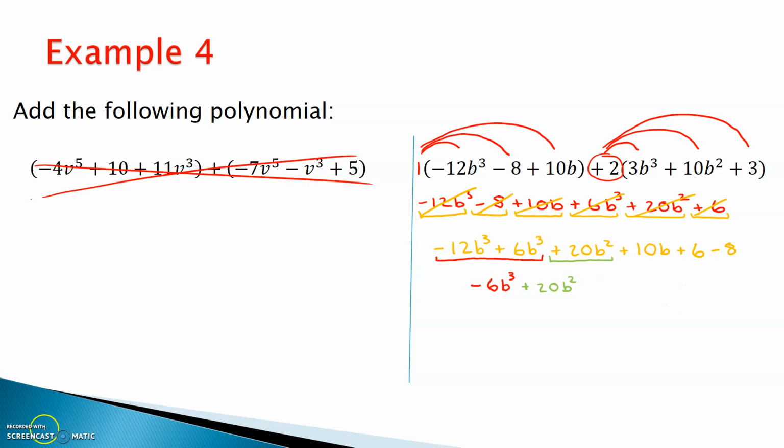So I can't combine it. Don't force it. Let's use blue. I got a positive 10b. There's no other things that have a b that's a 6. All right, careful with that. That's positive 10b. And then the last ones here that I can combine is a positive 6 and a minus 8. What's 6 minus 8? That is negative 2. And again, guys, my answer here is in standard form.